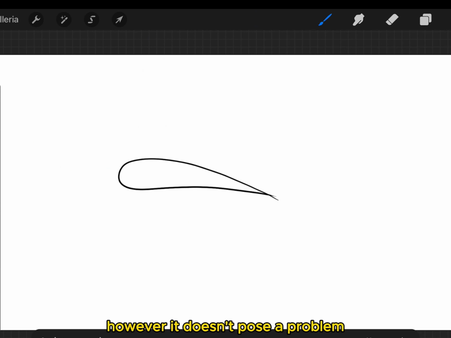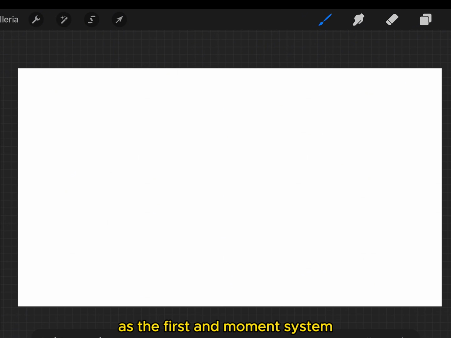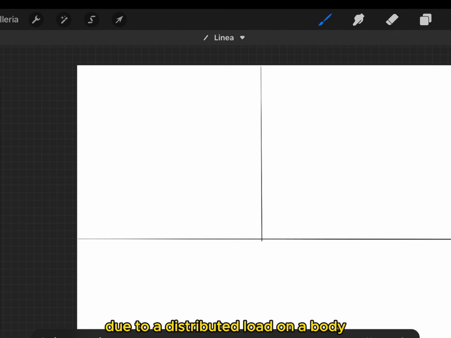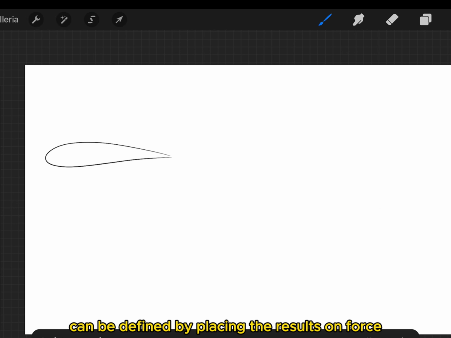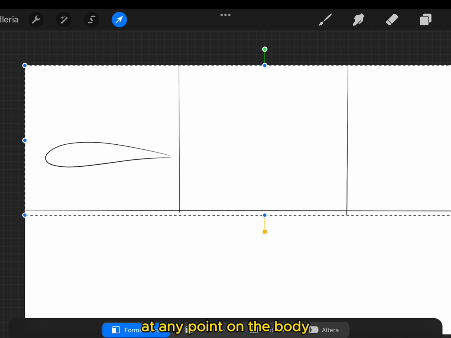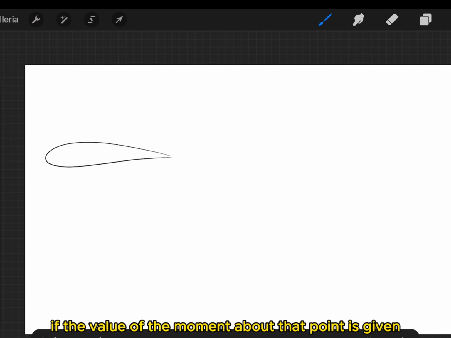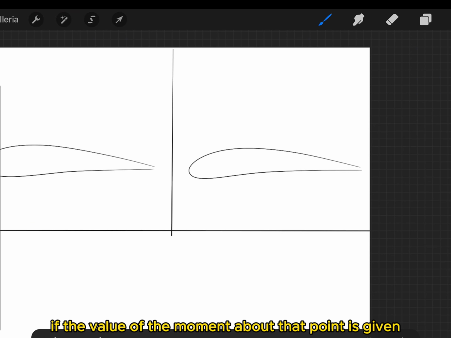However, it doesn't pose a problem as the force and moment system due to a distributed load on a body can be defined by placing the resultant force at any point on the body, if the value of the moment about that point is given.